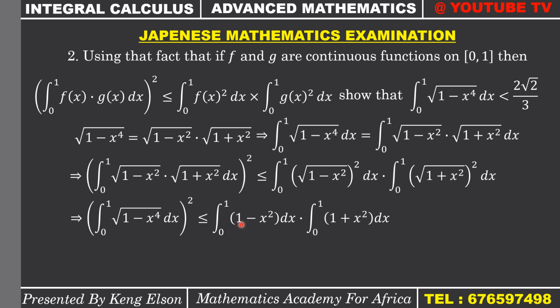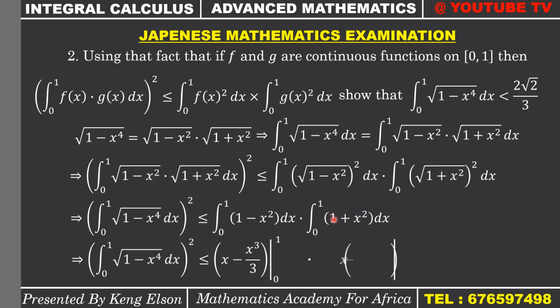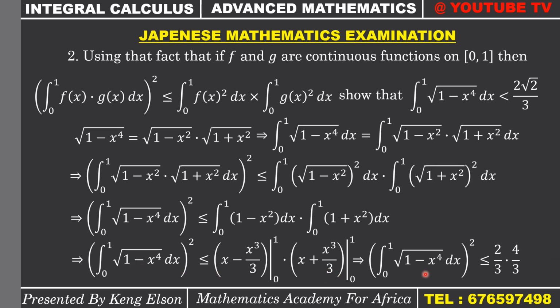So if I integrate 1 minus x squared, I'm going to have x minus x cubed on 3, right? And if I integrate 1 plus x squared, I will have x plus x cubed on 3. Now I indicate my bounds. In this first part, I'm going to have 1 minus 1 on 3, which is 2 on 3, and this second part is 1 plus 1 on 3, which is 4 on 3. It therefore means that the integral on the left hand side will be less than or equal to 2 on 3 times 4 on 3. But 2 on 3 times 4 on 3 is the same as 8 divided by 9.